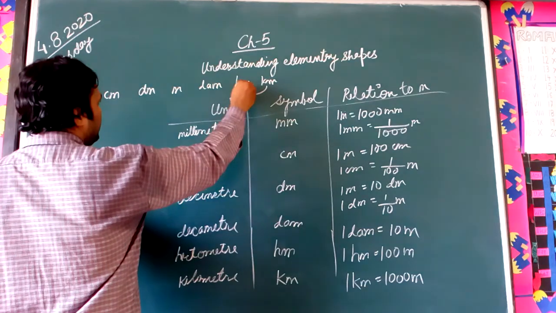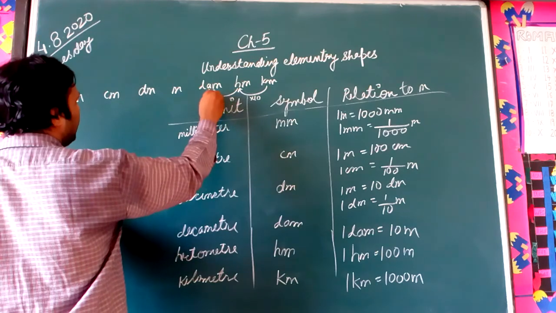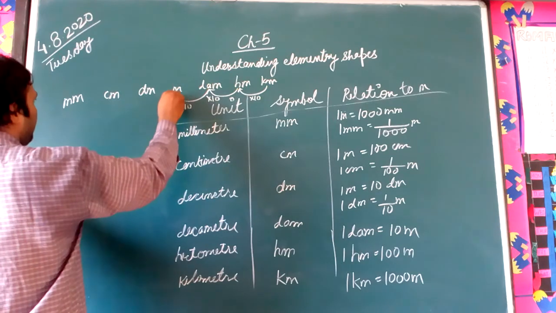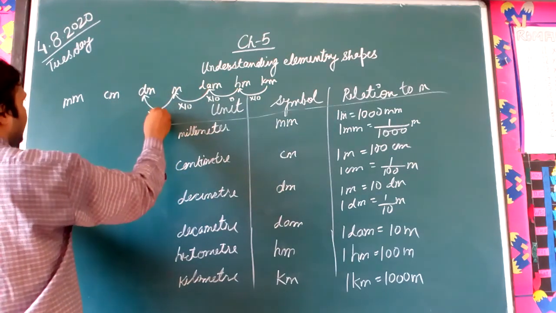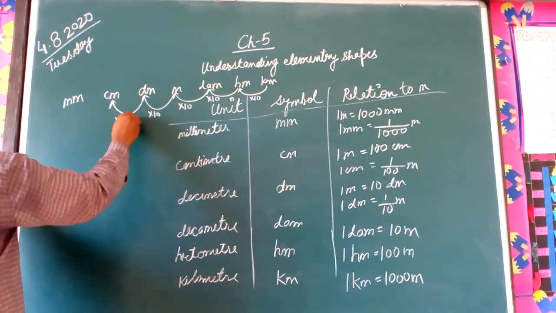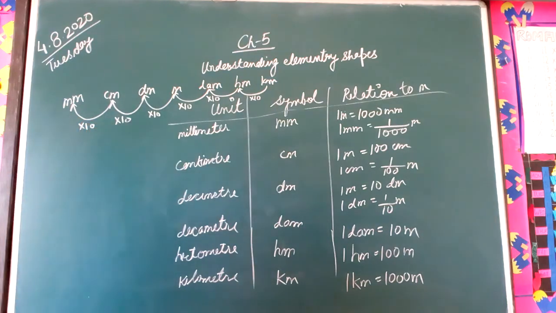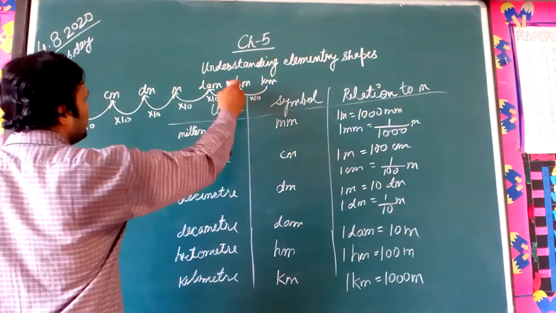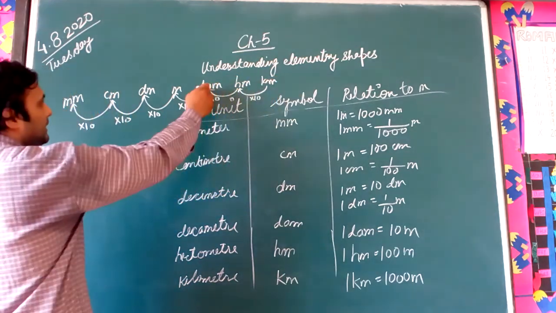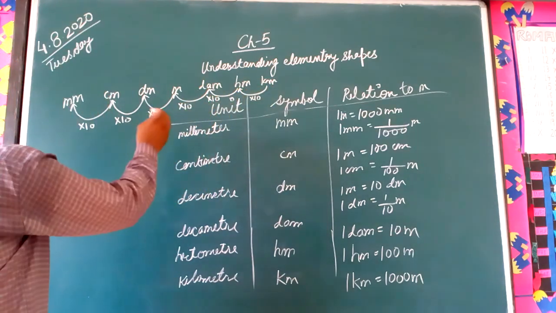If you want to convert into the next unit, you have to multiply by 10. If you want to convert dm into cm, you have to multiply by 10. And if you have to convert cm into millimeter, you have to multiply by 10. If you have to convert m into cm, you have to multiply by how many? 100. So in this way you can convert any of these.